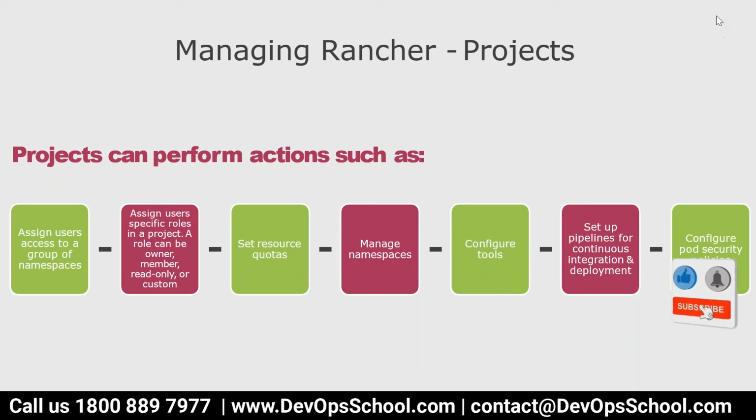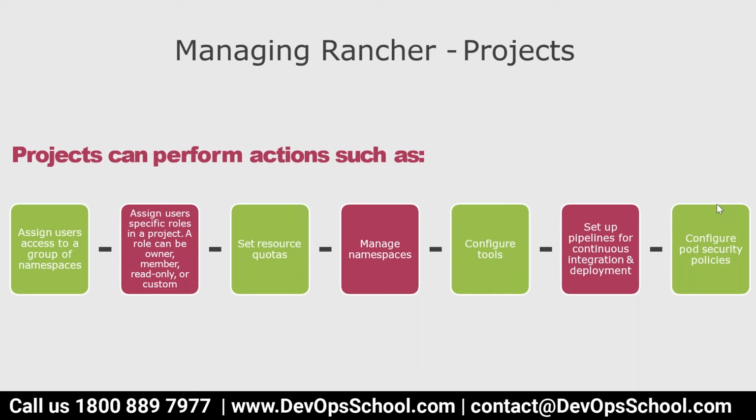Resource quota is basically one of the API resources for Kubernetes. Using that, you can manage the CPU utilization and RAM utilization of your namespace. So that's the resource quota. You can set it for a project also. And a project can also manage the namespaces.